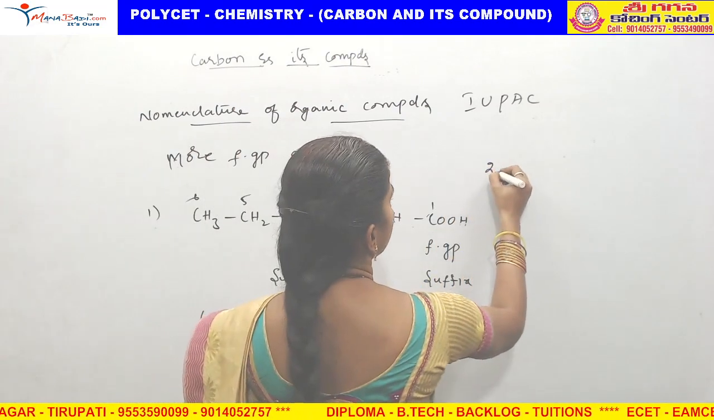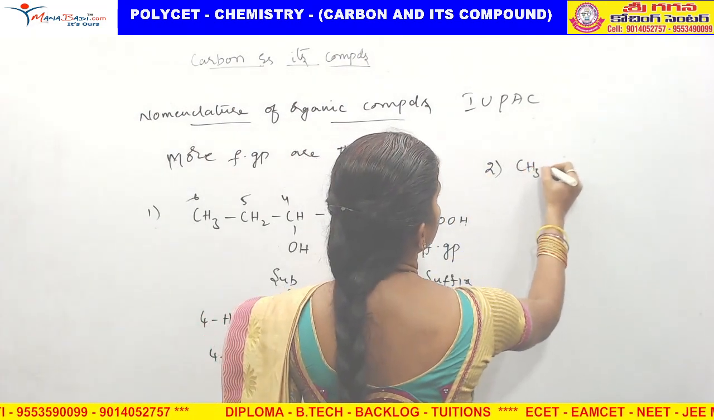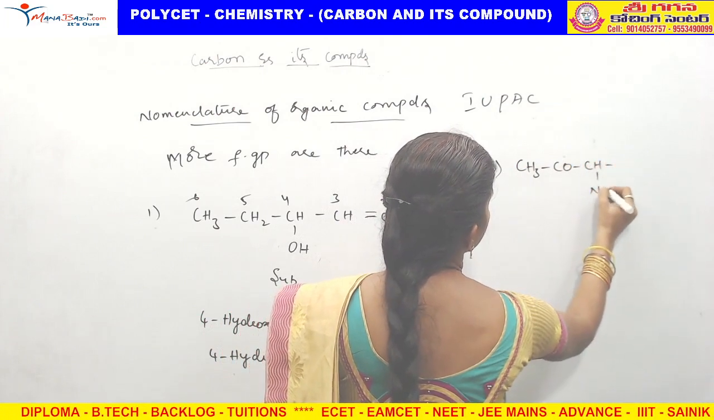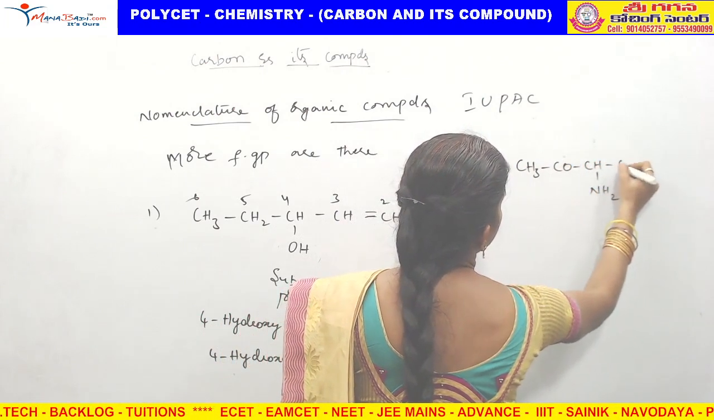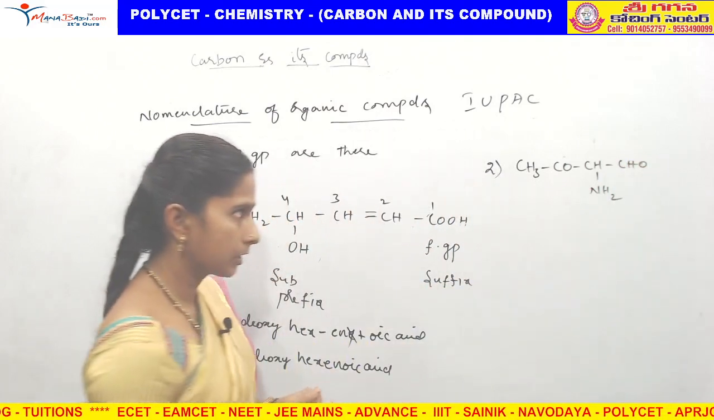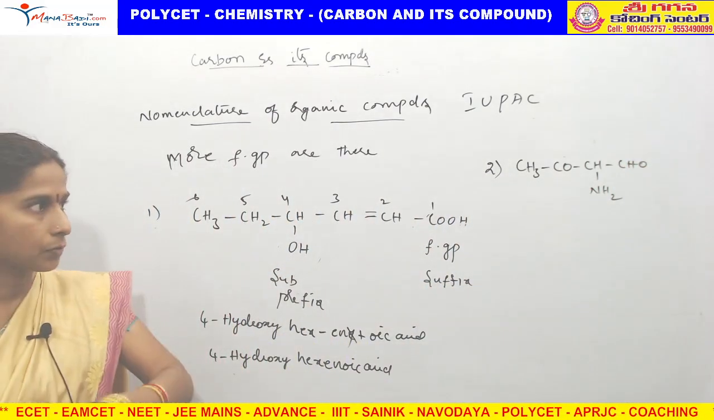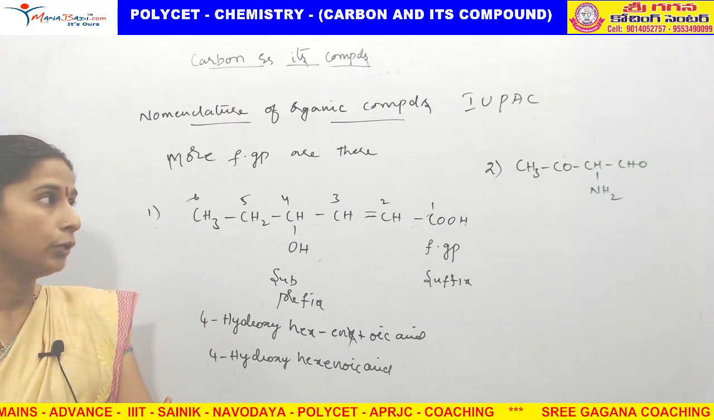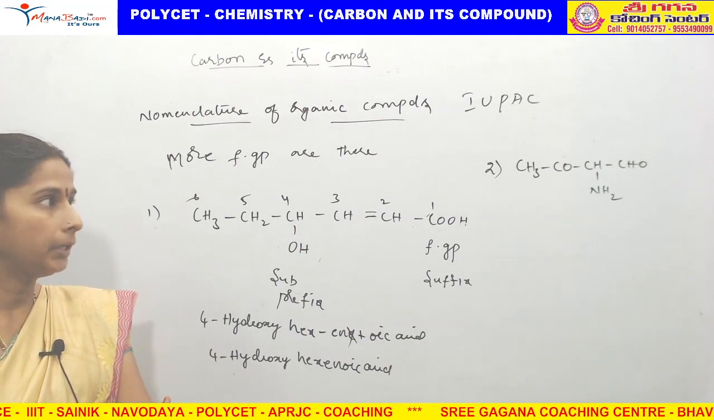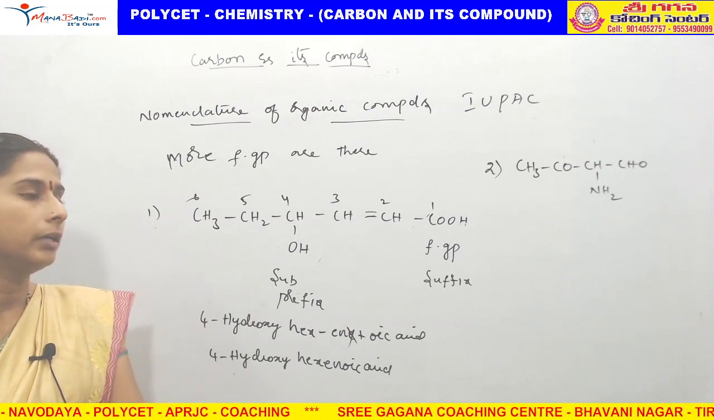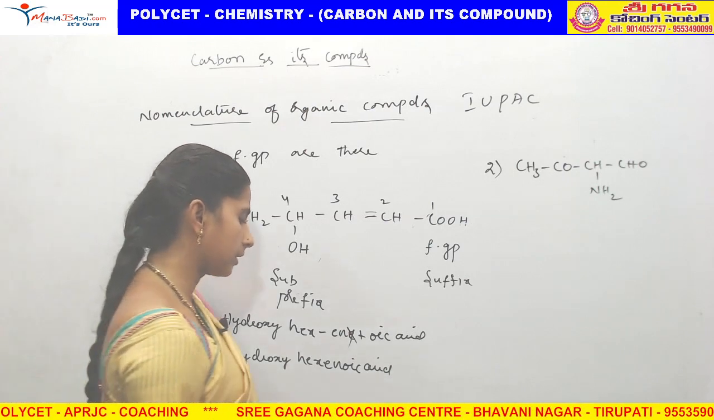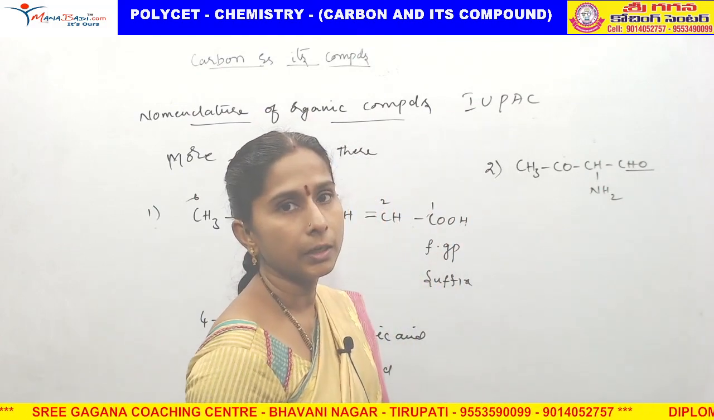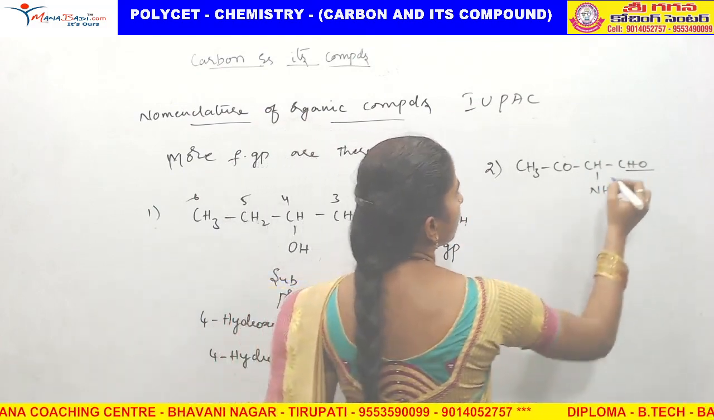And for example, CH3, CO, CH, NH2, CHO. How many functional groups are there here? If you observe, CO ketone, NH2 amine, CHO aldehyde. Which is most preferable in these three? Obviously, aldehyde is more preferable. Aldehyde is more preferable. So, numbering.